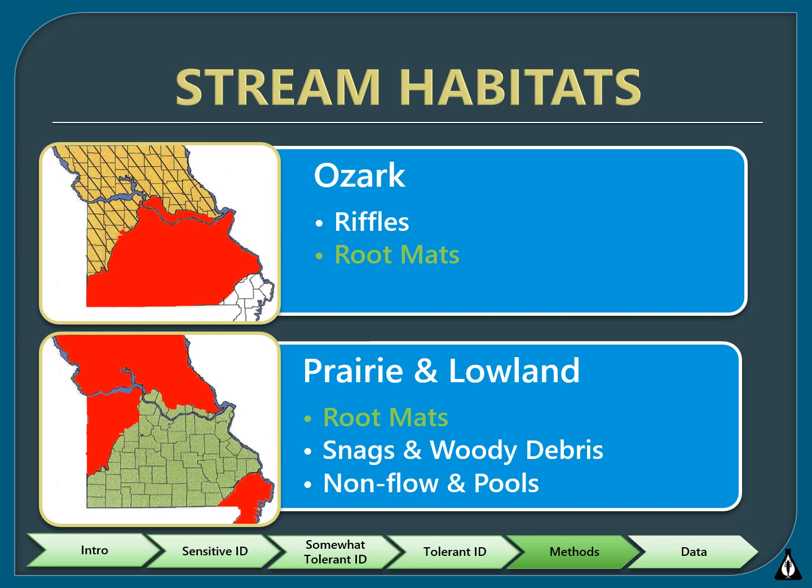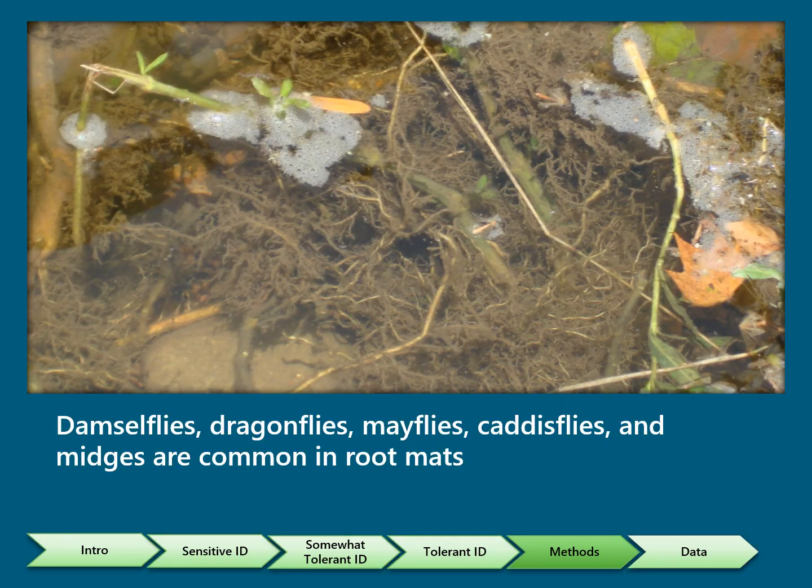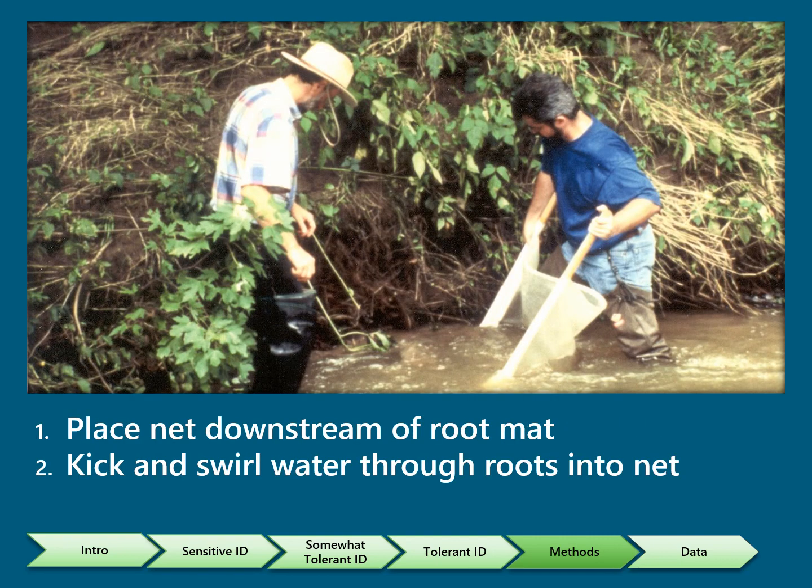If you don't have any riffles within your monitoring site, the next habitat to look for is root mat. Root mats are the fibrous roots that hang out of or over a stream bank and into the water. Sampling in different habitats will reveal different communities of invertebrates. Damselflies and dragonflies are commonly found in root mats in vegetation. To sample invertebrates from a root mat, the same program-provided kick net is used. First, place the kick net downstream of the root mat with the edge next to the bank.